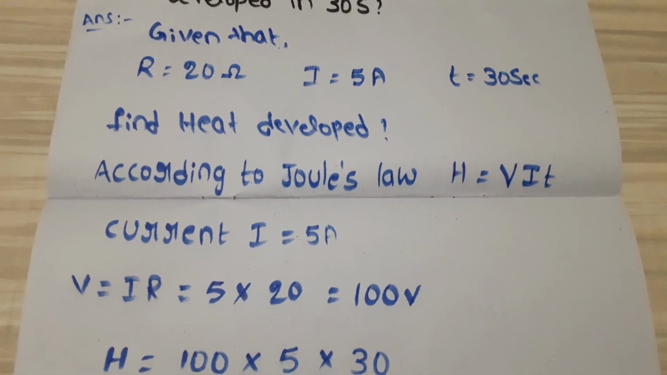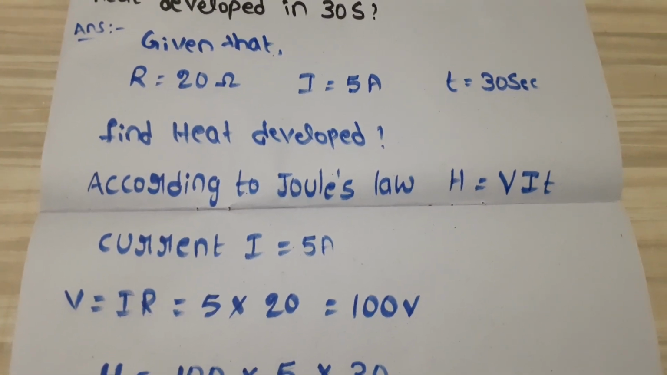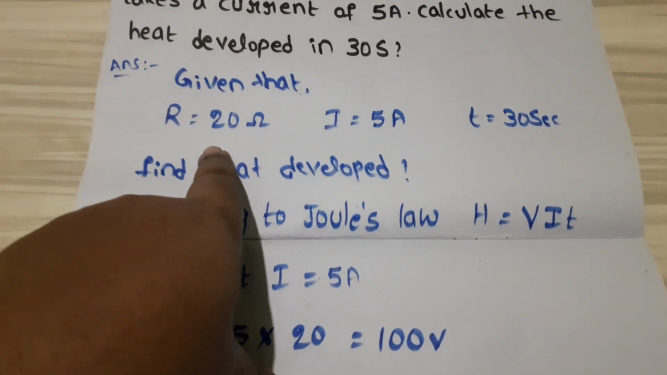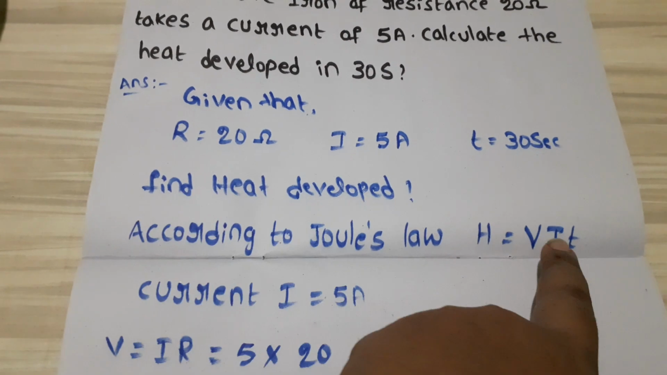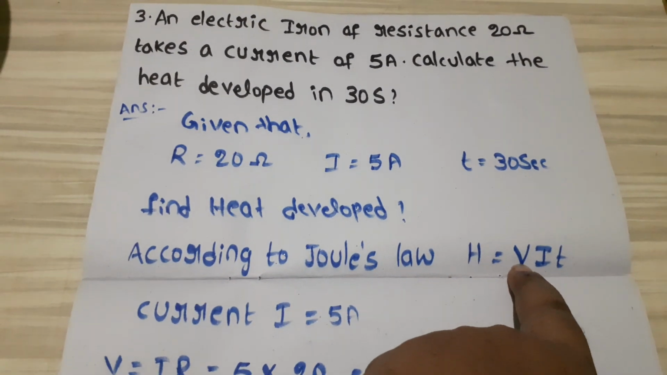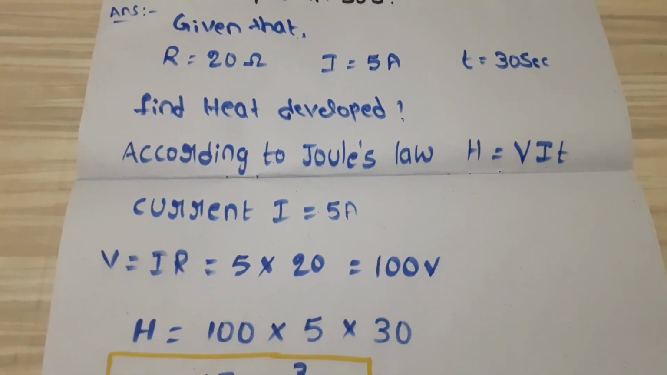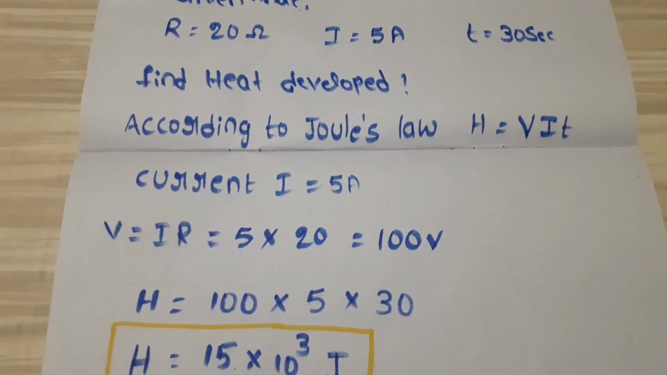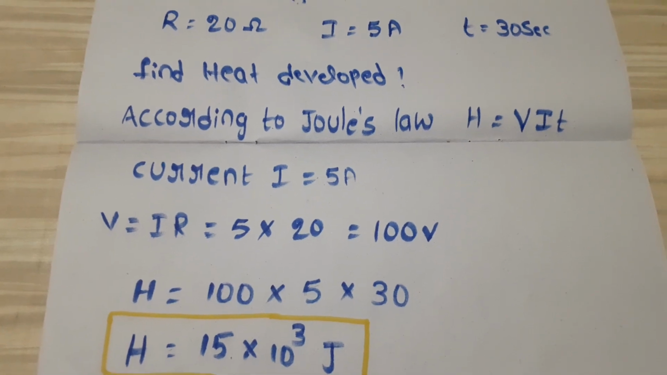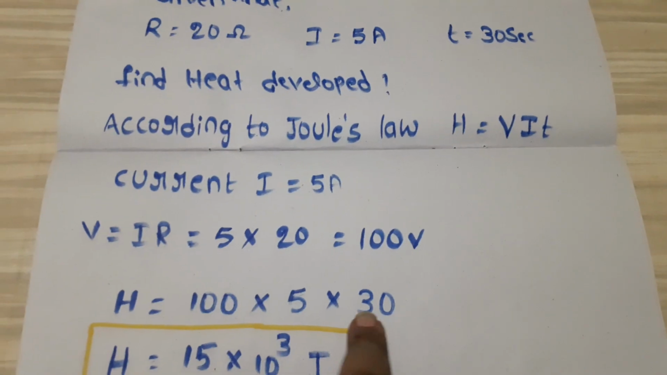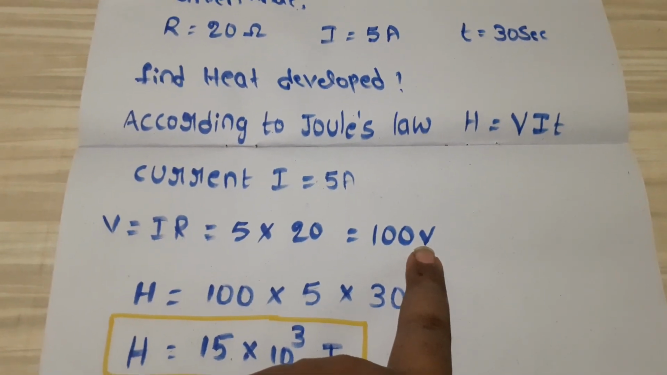So the potential difference is not given in that question. Only the resistance value and the I value are given. We will find the potential difference by using Ohm's law. Ohm's law, V equal to IR. So current 5 ampere, resistance 20, V is 100 volts. This is the potential difference.